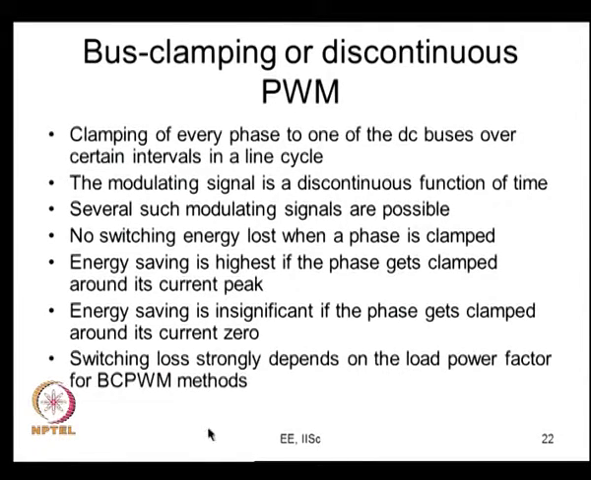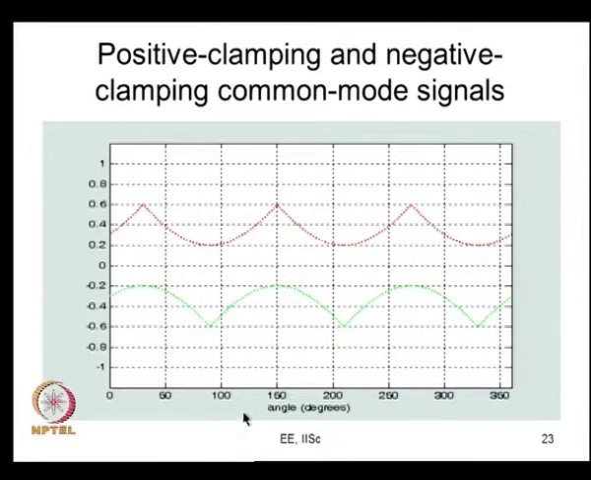For the same, let us say, 60 degree clamp PWM method, if the power factor changes, whether you are going to clamp a phase closer to its current peak or clamp it closer to the current 0 is going to change, and therefore the loss changes. And you can now readily see that the switching loss depends on the load power factor for BC PWM methods, unlike the CSV PWM methods. So, the different PWM methods, the bus clamping PWM methods, they are on account of these common mode signals. There are only 2 common mode signals that you can actually consider for clamping one of the phases.